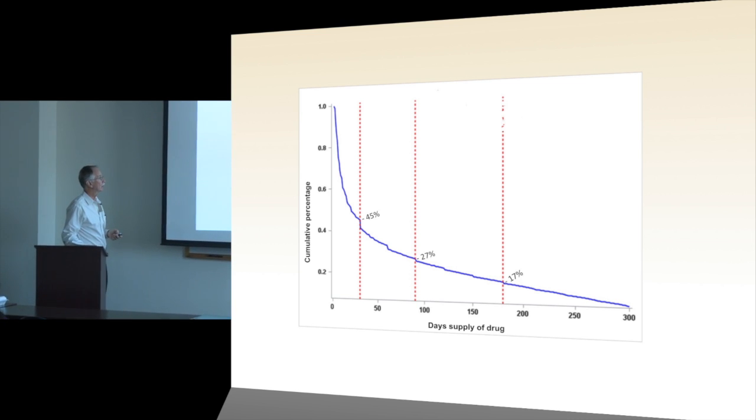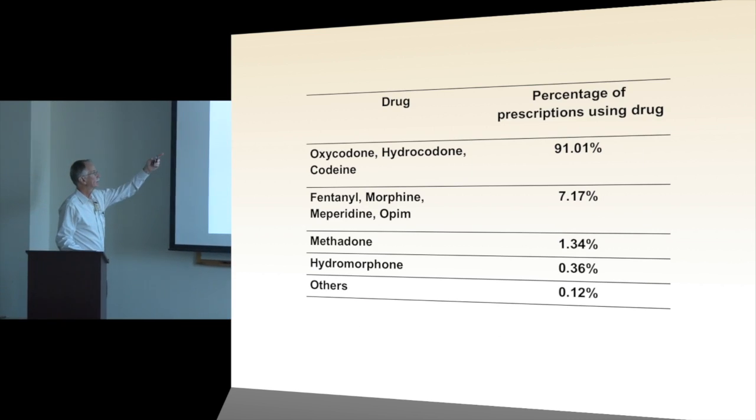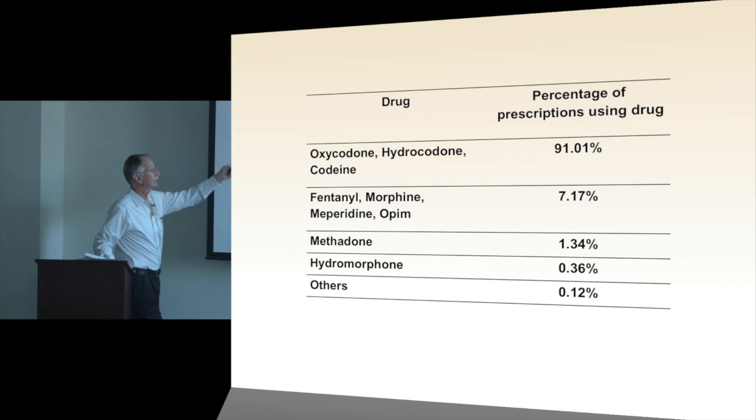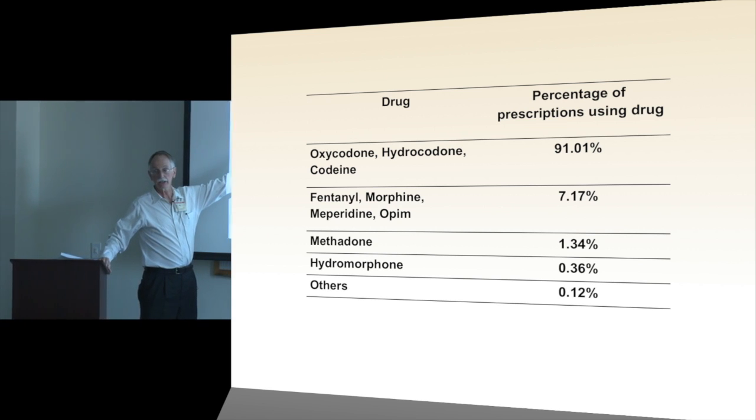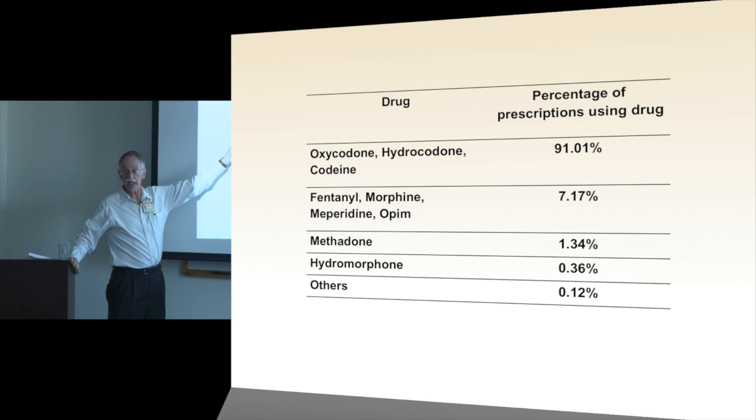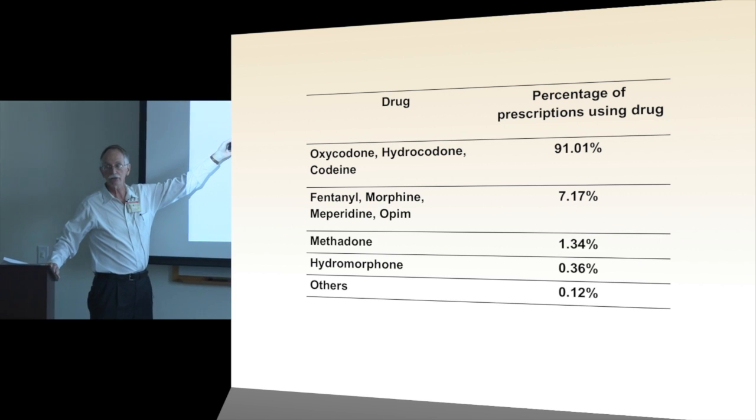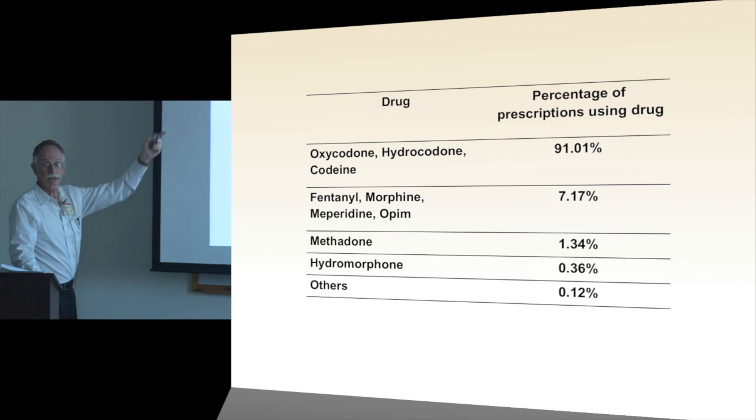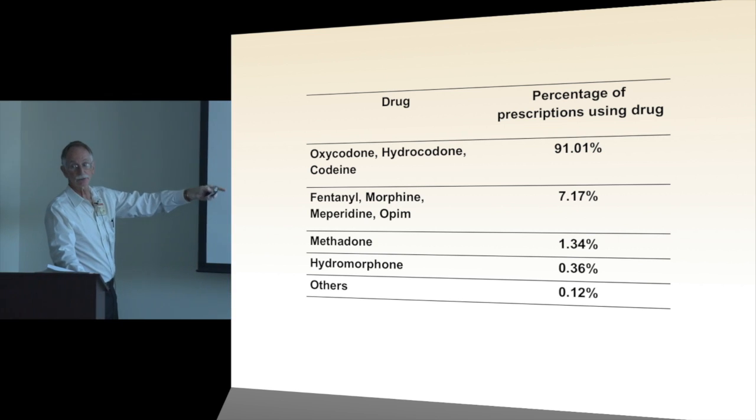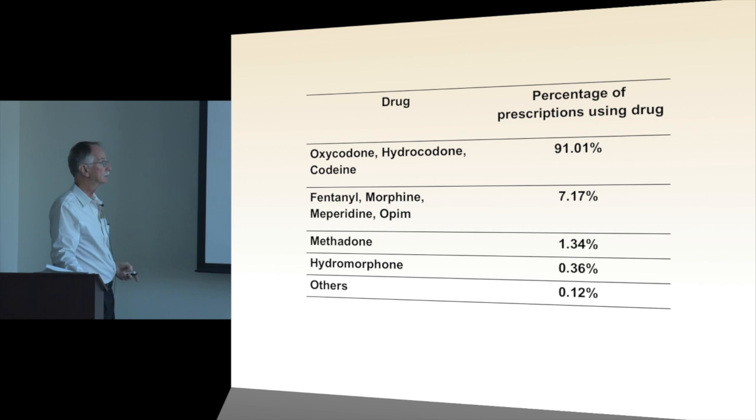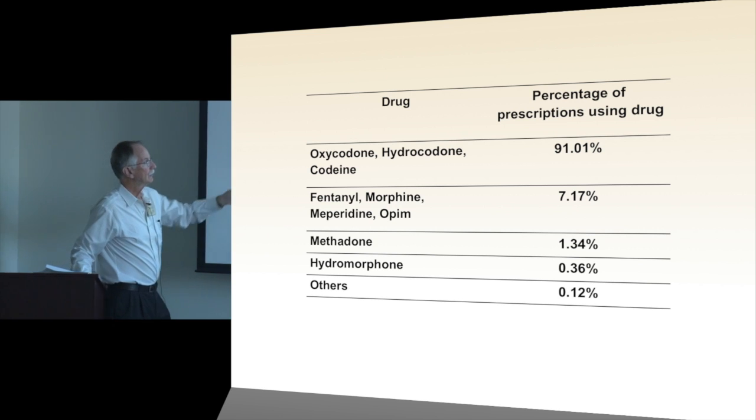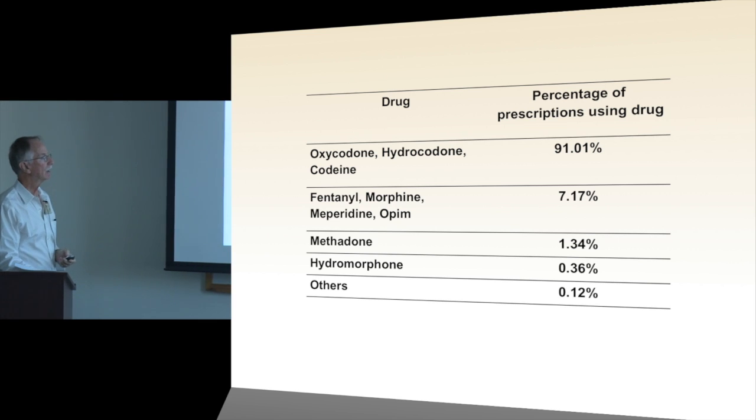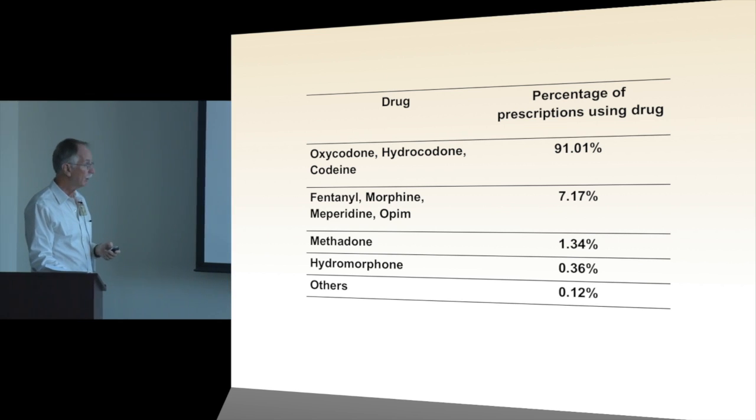Here are the types of drugs. The ones on the top are the ones that we give out like candy. These are the heavy hitters that certainly are used in cancer all the time and are used in hospital medicine all the time. But none of these are, by the way, hospital or hospice or nursing home. These are all outpatients. And so once again, it's a little surprising that the prevalence is so high.